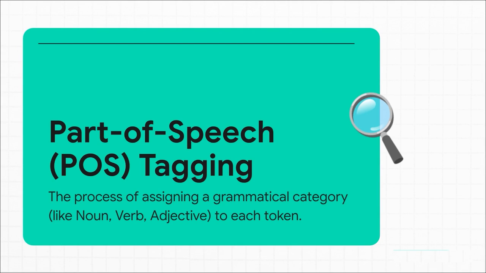Okay, so now we have a list of tokens. The next puzzle is to figure out what each token is. This is called part-of-speech tagging. It's like labeling everything. This is a noun, this is a verb, this is an adjective. But think about a word like rose. Is it a verb like the sun rose, or is it a noun like the flower? Context is everything, and this is one of the first big hurdles the machine has to clear.